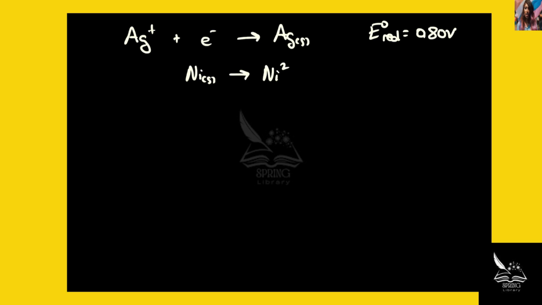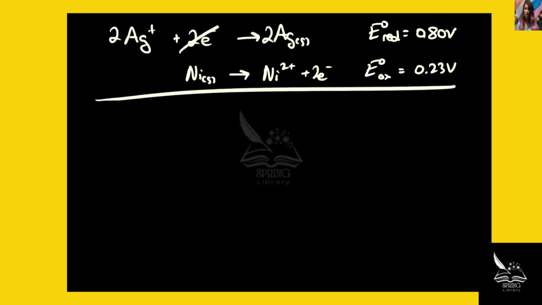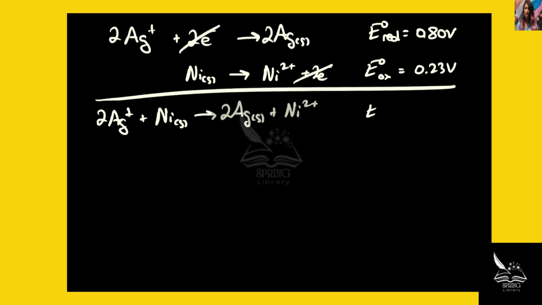And we'll have nickel solid being oxidized to Ni2+ and 2 electrons. The E° oxidation here is equal to positive 0.23 volts. Multiply the reduction reaction by 2 so that we can cancel out the electrons. Our redox reaction is 2Ag+ plus nickel solid produces 2Ag solid and Ni2+. The E° cell value here is equal to 1.03 volts.